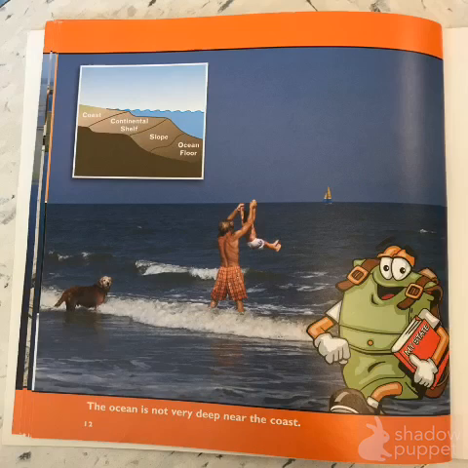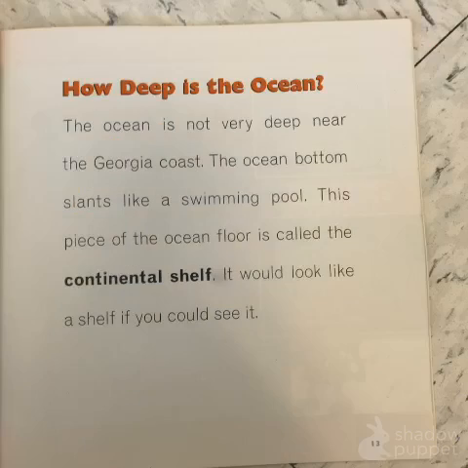The ocean is not very deep near the coast. How deep is the ocean? The ocean is not very deep near the Georgia coast. The ocean bottom slants like a swimming pool. This piece of the ocean floor is called the continental shelf. It would look like a shelf if you could see it.